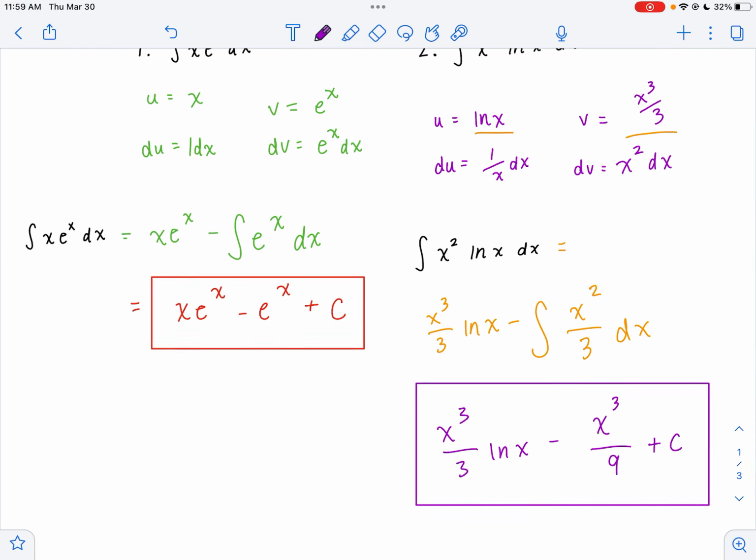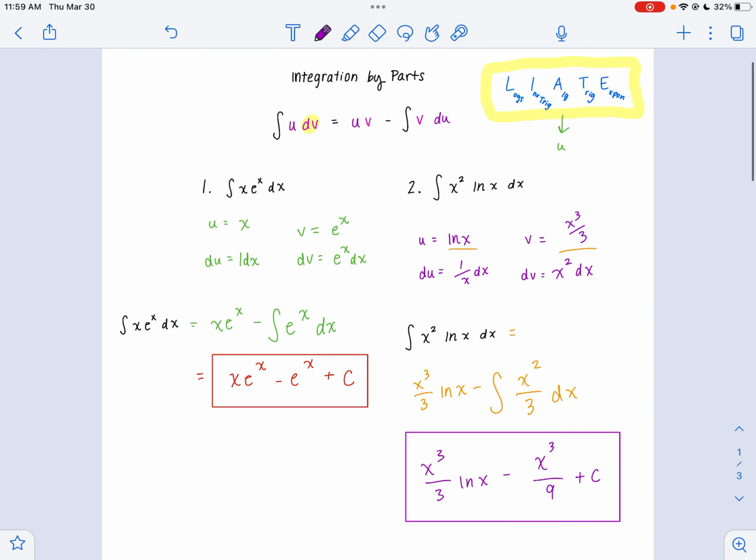And so that is about it. Both of these examples have to do with natural log and e to the x. There's a lot of different things we could have seen, like trig and other kinds of examples, but I thought these were two good ones to go over the basic idea.